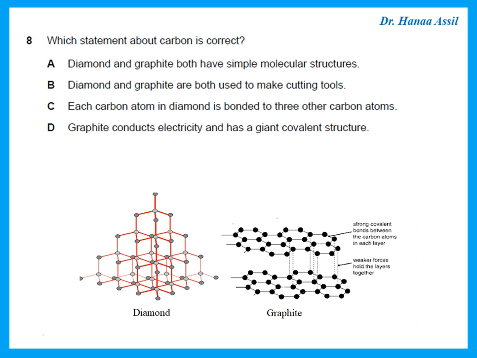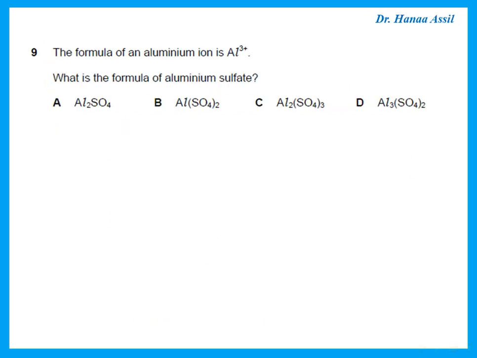Each carbon atom in diamond is bonded to 3 other carbons? No, in diamond, each carbon is bonded to 4 other carbons. It is the graphite that has the carbon bonded to 3. Now, he says graphite conducts electricity and has a giant covalent structure. Well, yes, that's correct. It conducts electricity because we said it has free moving electrons, and it does have a giant structure that has covalent bonds between the carbon atoms.